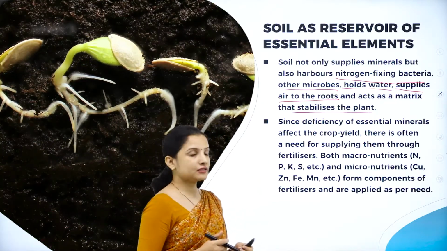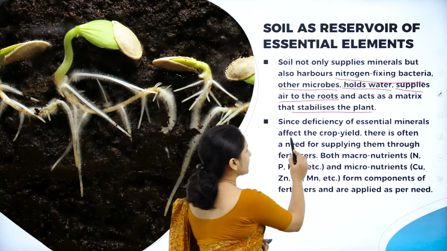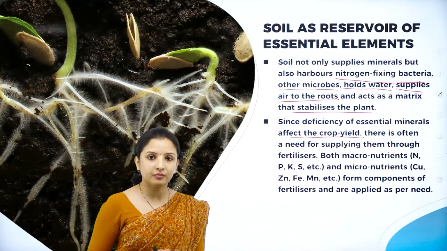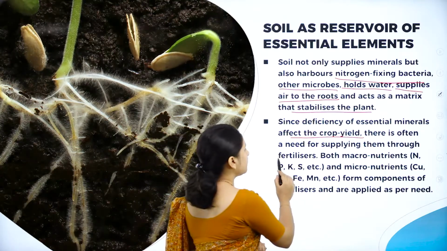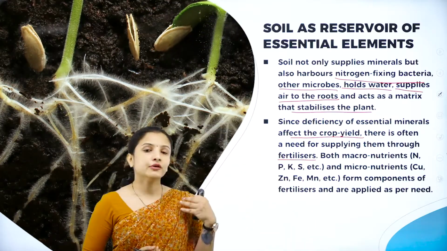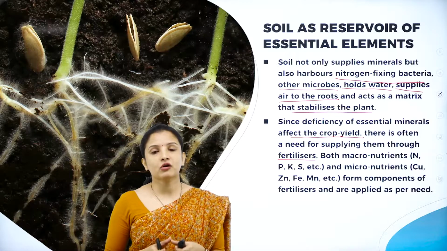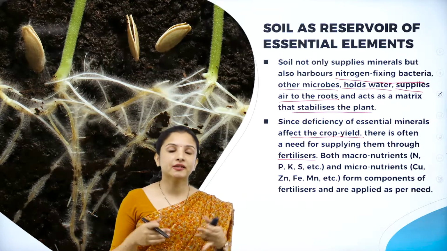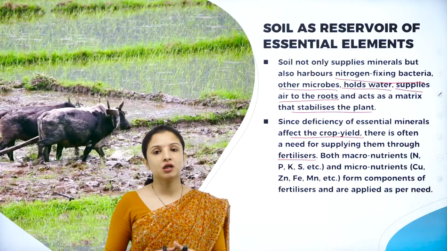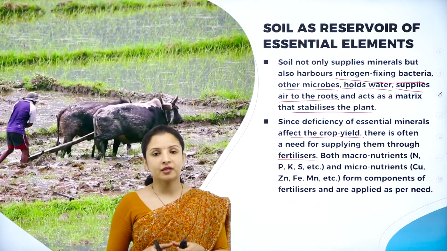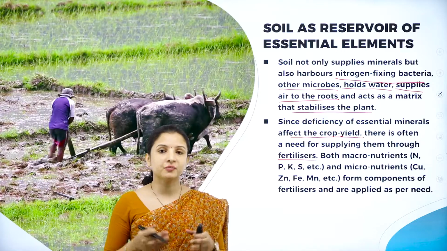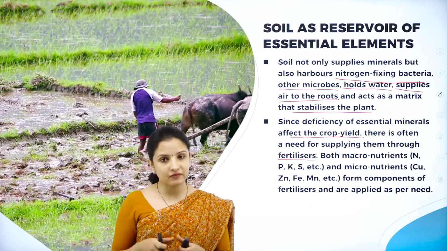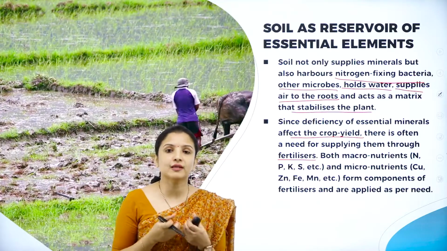Since deficiency of essential elements affects the crop yield, there is often a need for the farmers to supply them through fertilizers. I told you. Every time soil cannot provide the mineral nutrients because, say for example, there is a new land which you have taken, not even once cultivated, so it will be rich in nutrients. But say for example, throughout the year for many years you cultivate crops on that, the nutrition will come down.